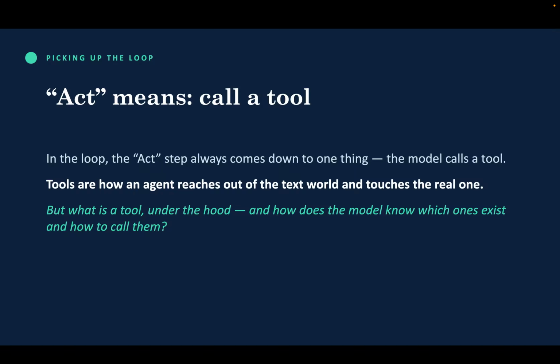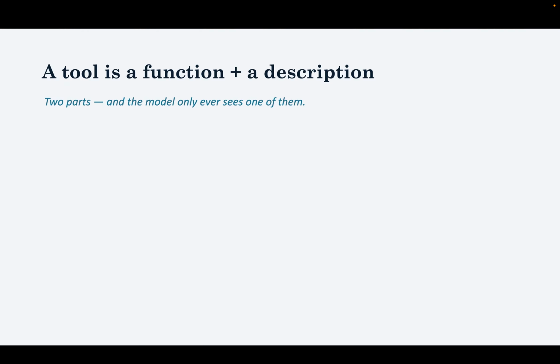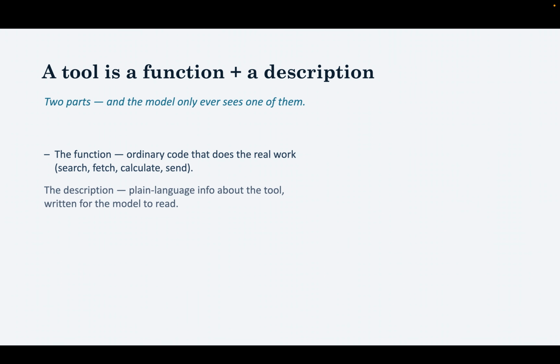So what is a tool under the hood, and how does the model know which ones exist? A tool is a function plus a description, two parts, and the model only ever sees one of them. The function is ordinary code that does the real work: search, fetch, calculate. And the description is the plain language information about the tool, written for the model to read. The model never sees the code.